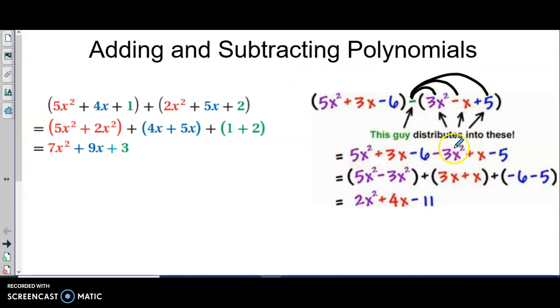So 5x squared minus 3x squared is 2x squared. 3x plus x is 4x. And then -6 minus 5 is a -11.